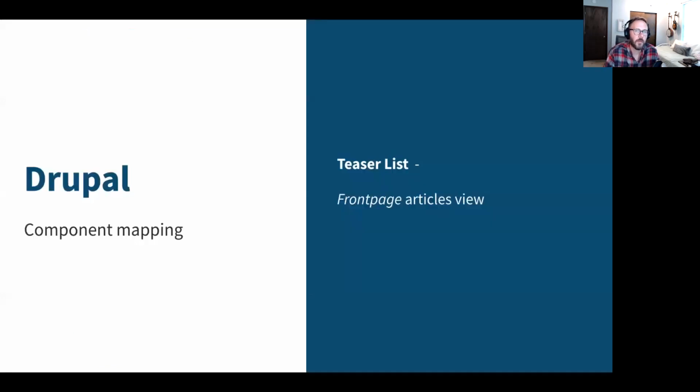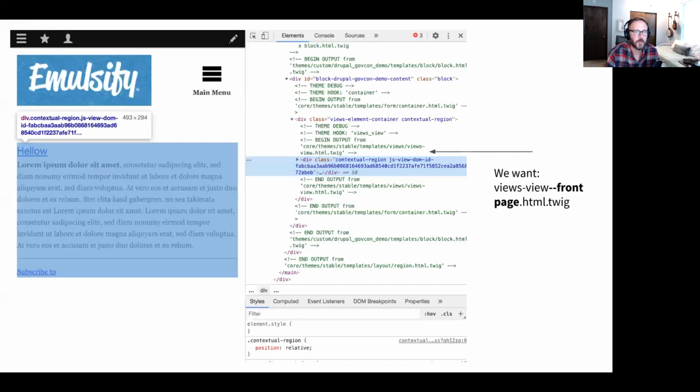So now let's jump over and add our new teaser list component in Drupal. So here we are inspecting the wrapper around our teasers, which, as we mentioned before, is the front page view. So instead of the default view template, we want one specific to this front page view. So we want views-view--the ID of the view, which in this case is front-page.html.twig.